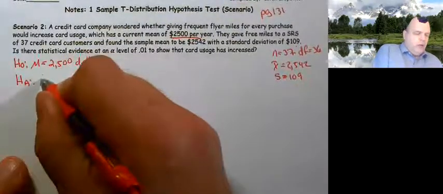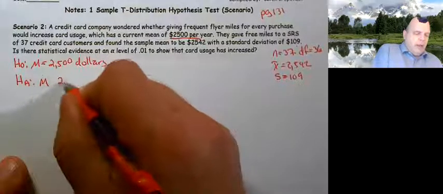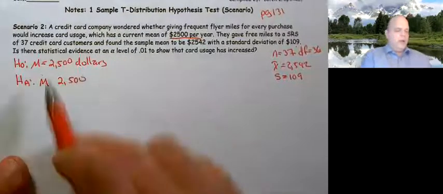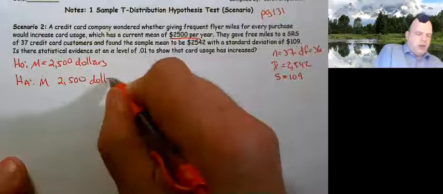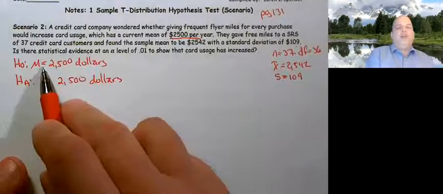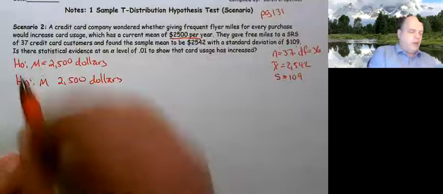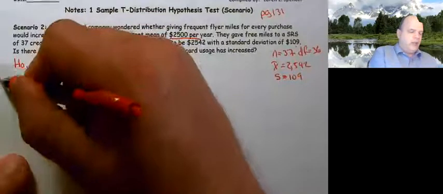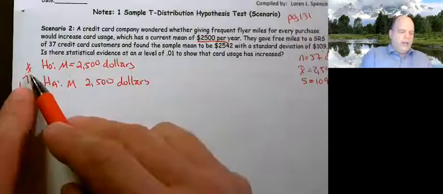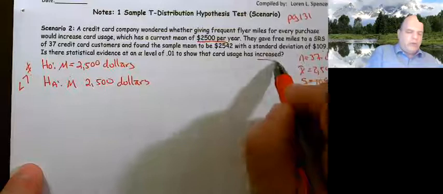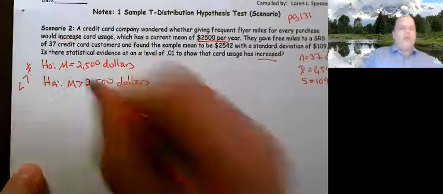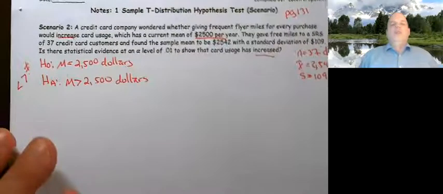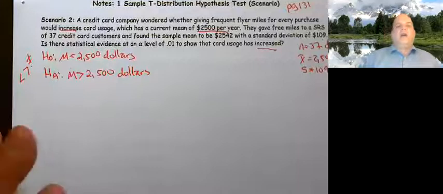Alternative, mu is... and by the way, I'm going to talk about always real quickly. Mu and mu, $2,500 and $2,500. So that part's not changing. This will always be an equal. The only thing that is going to change is whether we're dealing with a less than, greater than, or not equal to. They're looking for increased, and they also use it somewhere else, would increase. So I'm going to say that this is going to be a greater than. So at this point, we have our null and alternative written.